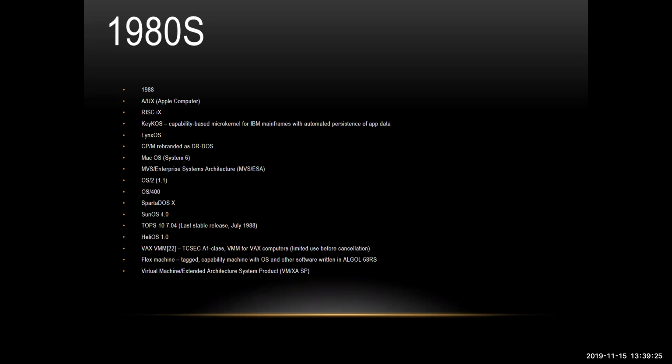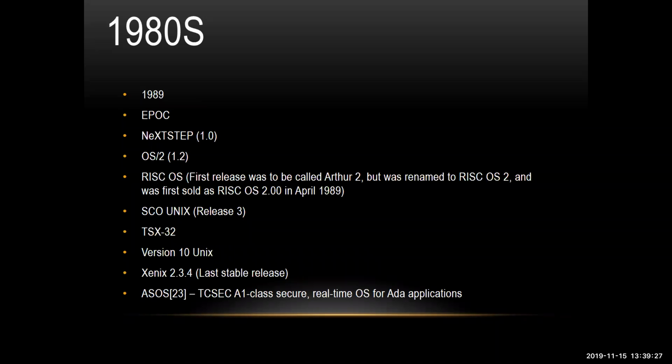And then 1989, we had Epoc. It is a mobile operating system developed by Psion, a British company founded in 1980. It began as a 16-bit operating system for Psion's own x86 compatible devices and was later replaced by a 32-bit system for x86 and ARM. And then we also had NeXTSTEP, another multitasking operating system based on Unix.